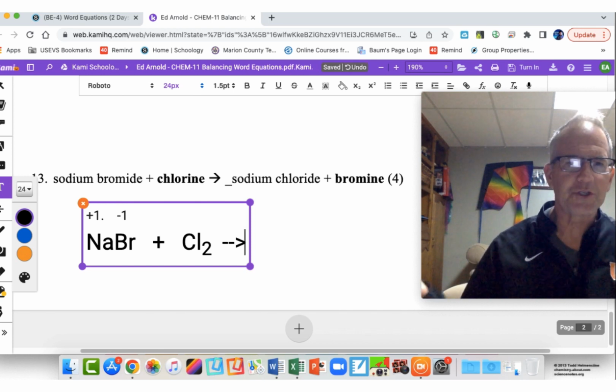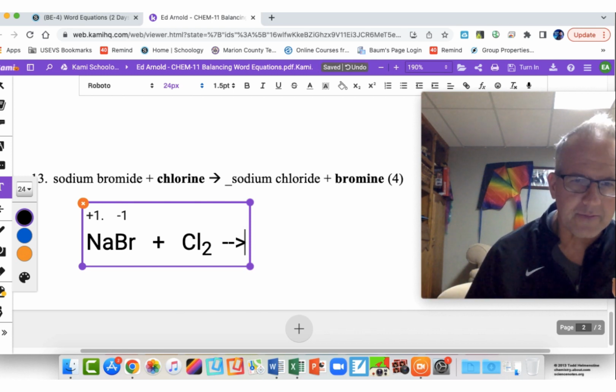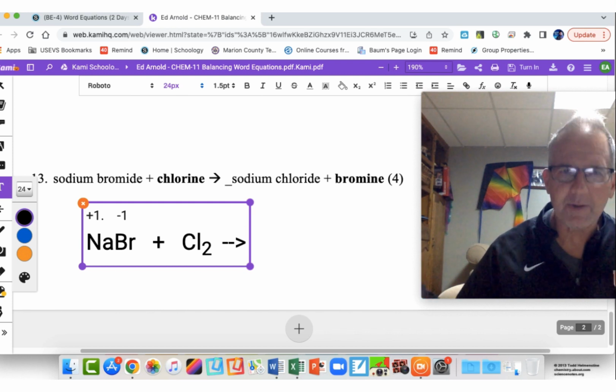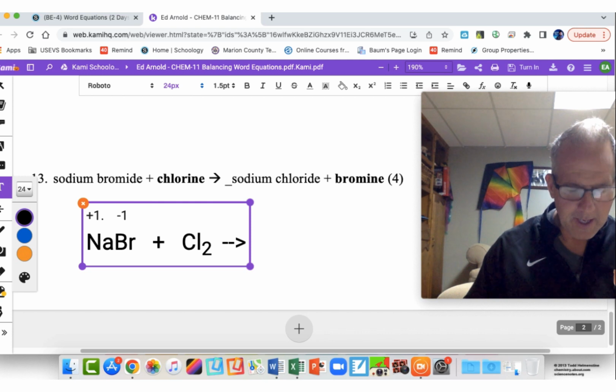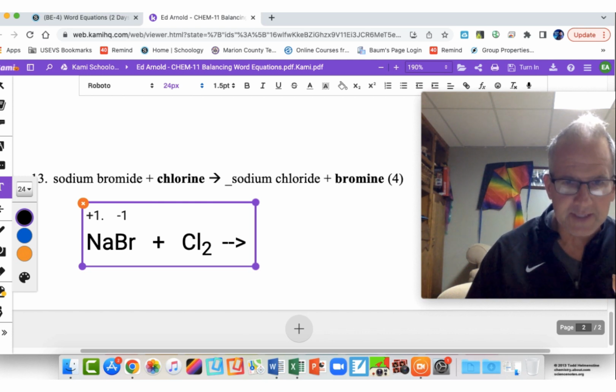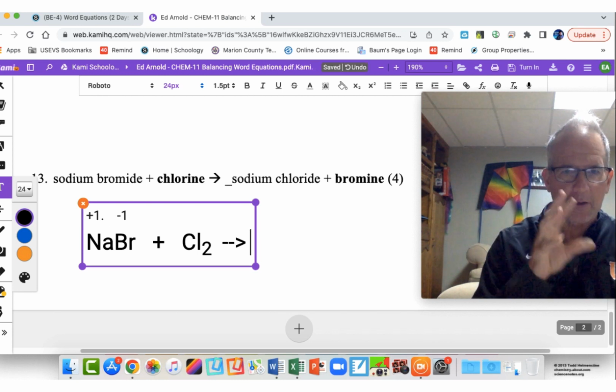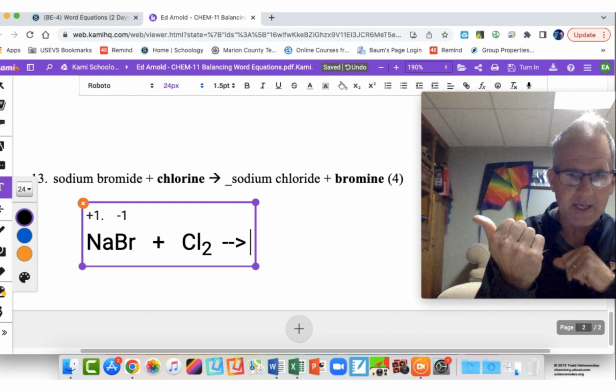Now, I didn't put a charge above Cl. I guess I could have. We could put the charge -1. It's not really a -1 charge at this point because it's in a molecule, and molecules don't have charges, so I didn't really put it on there. But keep in mind, it is a -1. It will be a -1 when it joins up with this next thing. So what happens here, we have the Na and the Cl are going to join together, and the Br is going to be kicked out.